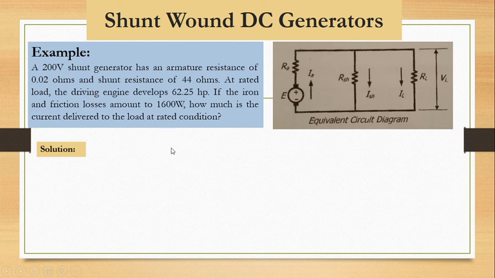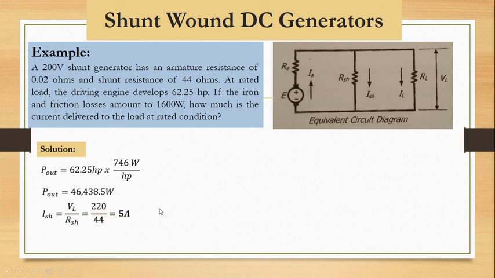Convert that HP into watts: 62.25 HP times 746 watts divided by HP. The HP cancels out, and we have 46,438.5 watts. To solve for ISH, we have VL over RSH. So 220 divided by 44 is equal to 5 amperes.